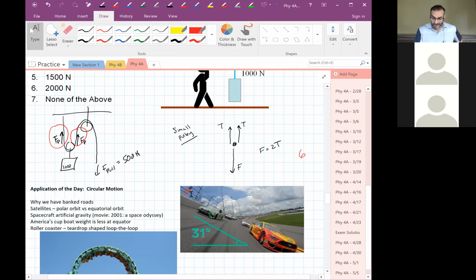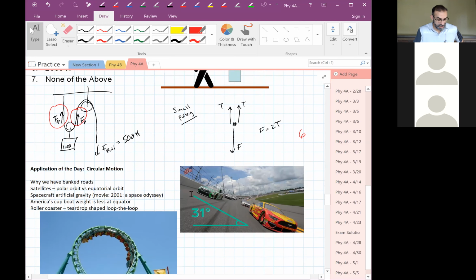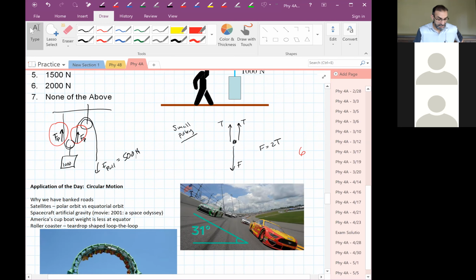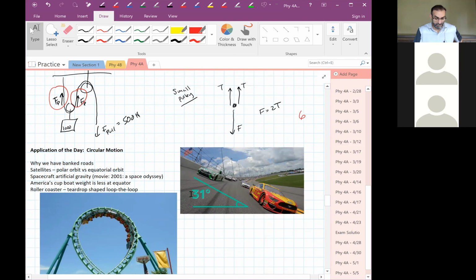All right, let's talk about some of the applications. One is banked roads. So here are some race cars going around a track. They have very severe banked roads. That enables the race cars to take the curve at a higher speed than they could normally, because they're not relying on only friction to get through that turn.